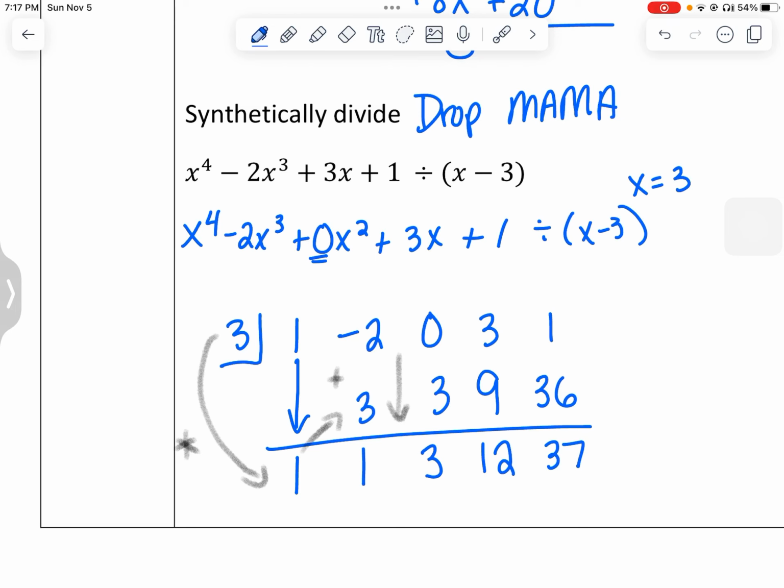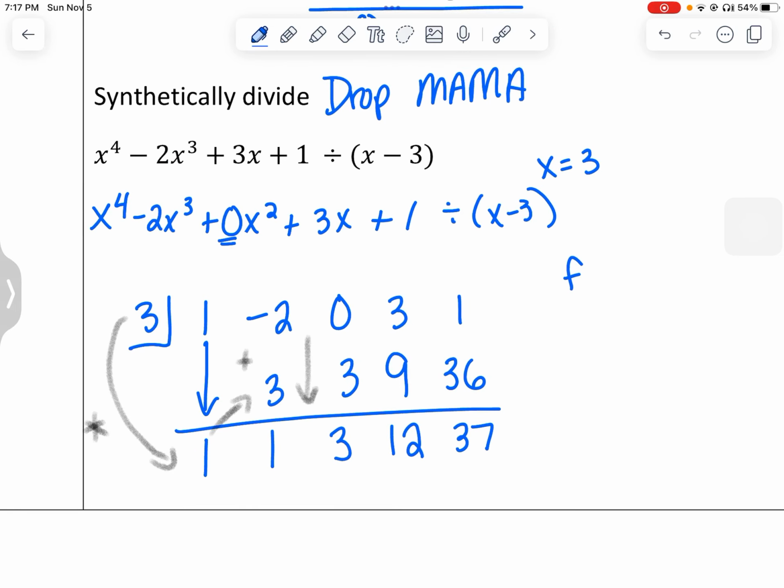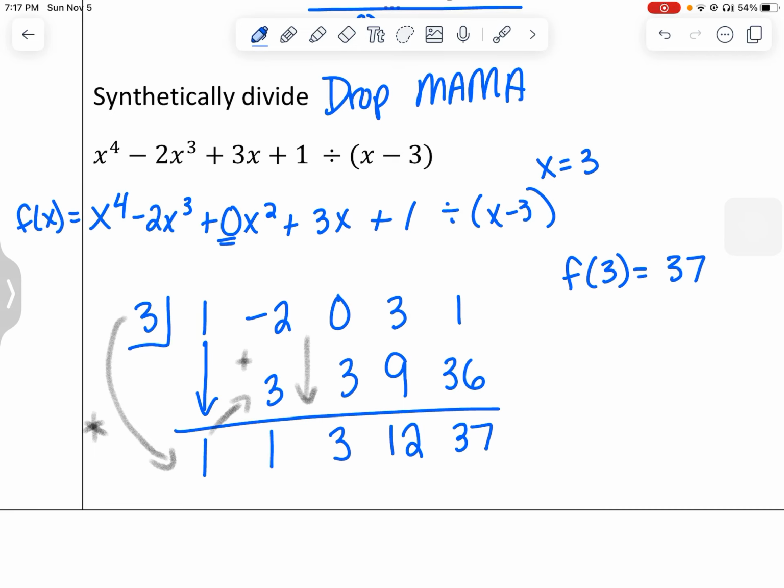Now, if I would have said, what is the function here? If I said this f of x is equal to this function, and then I asked you to find f of 3, you would tell me f of 3 equals 37. 37 is when you do synthetic substitution. 37 is when you plug in 3 into your function. 37 is your answer. So that's synthetic substitution.